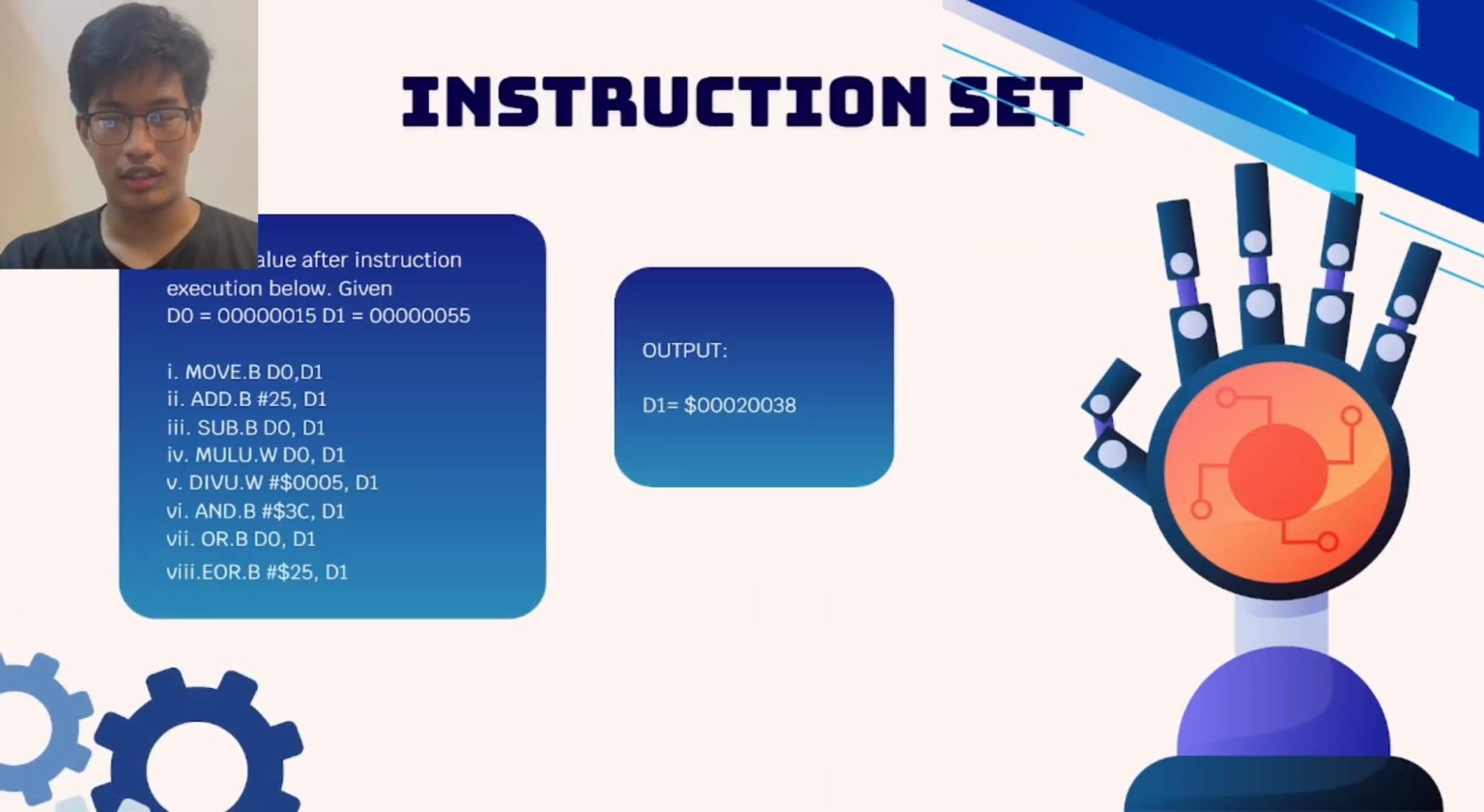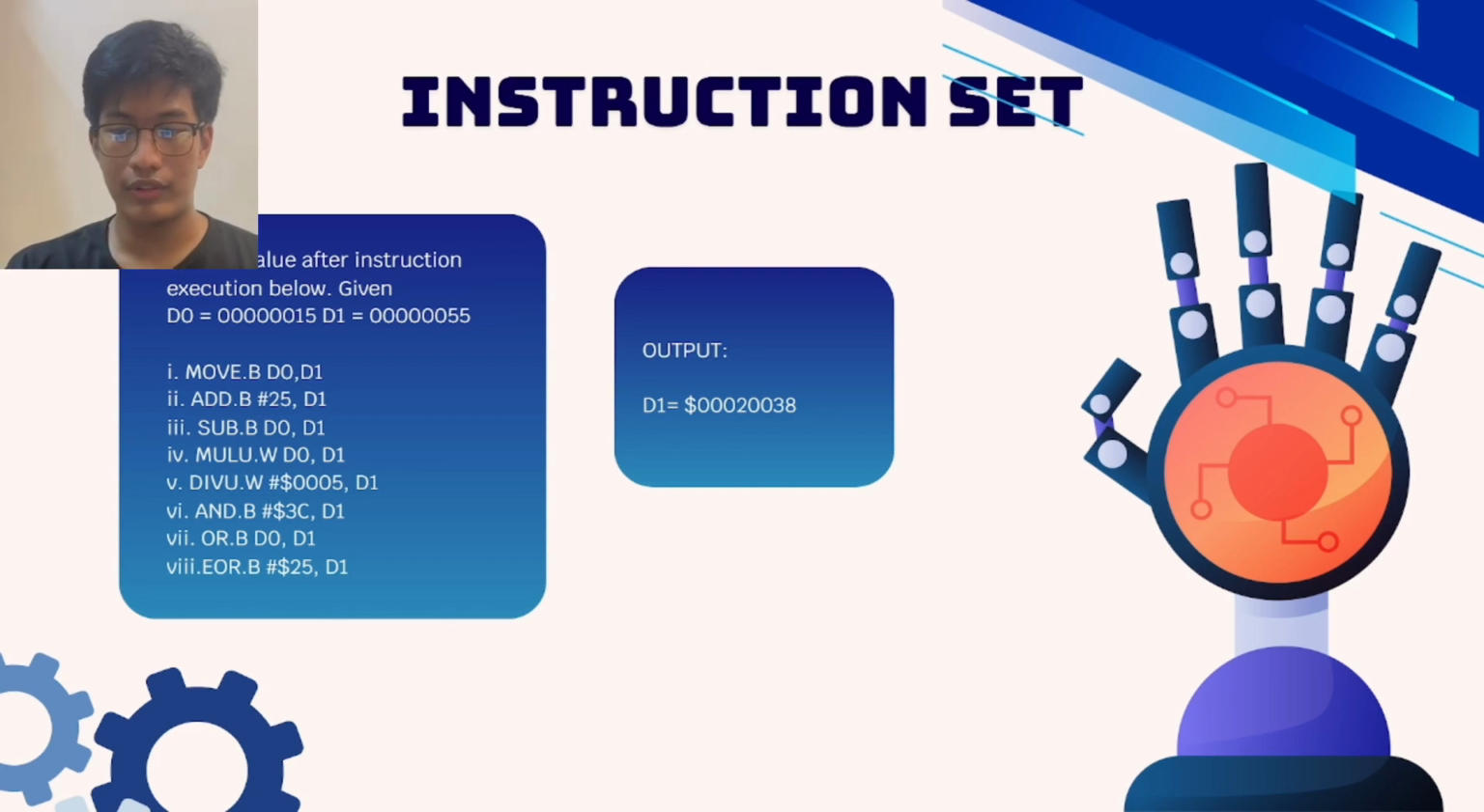Now, I will be finding the D1 value after the instruction execution given below. For the first instruction, the low order byte of D0, 15, replaces the low order byte of D1, 55. The upper 24 bits remain unchanged. For the second instruction, 15 plus 25 equals 3A. Only the low byte is affected. For the third instruction, 3A minus 15 equals 25. Only the low byte is affected.